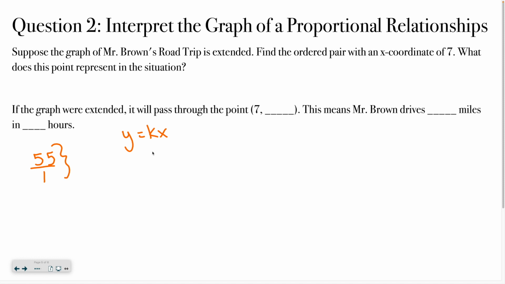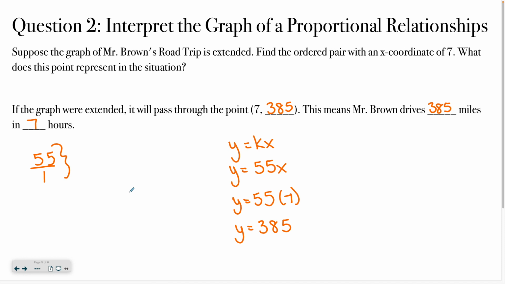Good luck. All right, for this problem, hopefully you determined that if you wrote an equation, it would be y equals 55x, and then you plugged 7 in for x. So y equals 55 times 7, which is 385. So that means our ordered pair would be 7 comma 385, and what that means is that Mr. Brown drives 385 miles in 7 hours. Okay. If you have questions about that, please be sure to reach out for some help. I'm happy to help you.